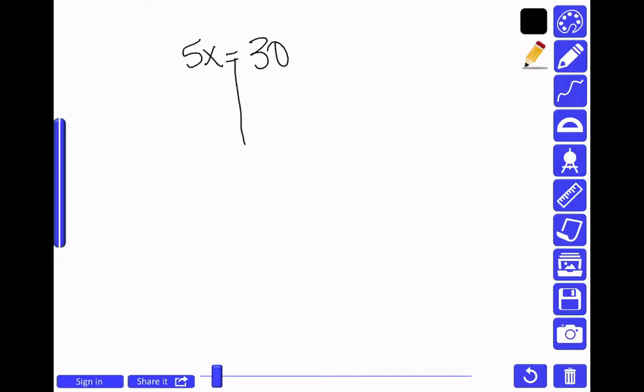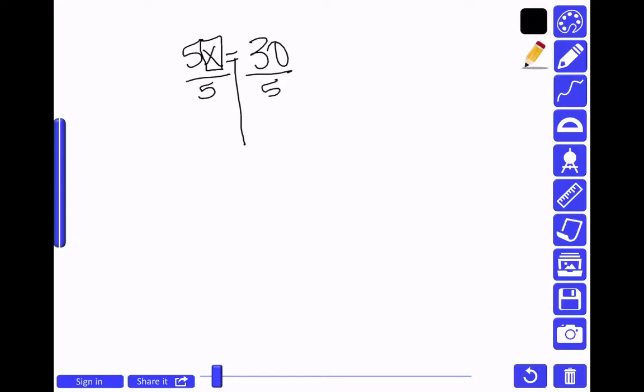The first thing I'm going to do is identify where my equal sign is. And I have to remember that if I cross over that equal sign, then I need to make sure I'm following correct algebraic rules. So what I'm trying to do is get x by itself. I'm trying to find the value of x. In order to find the value of x, I need to do the inverse operation of what's happening with the 5 and the x. And that is multiplication, so the inverse is division.